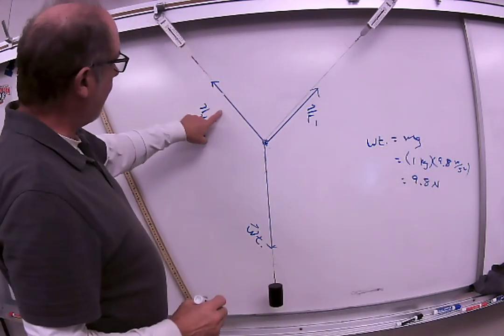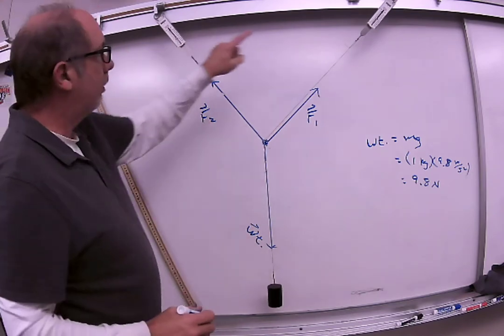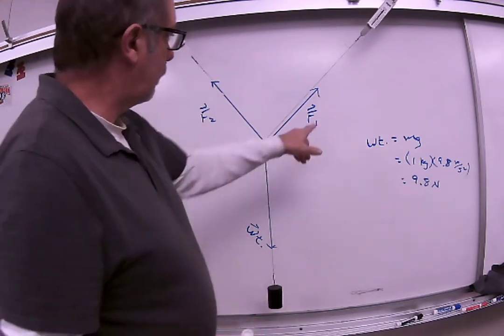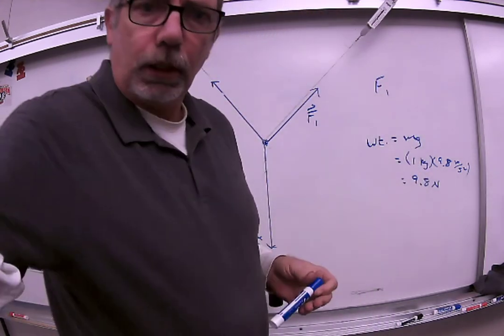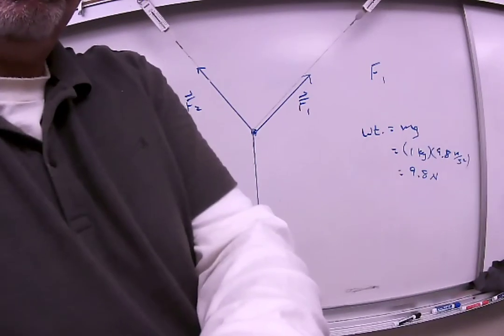F2 and F1 can be read from these scales. So let's read F1. What is the value of F1? Let's take a look at this scale. That's somewhere between 5 and 6. I don't know how easily you guys can see it. I'll try to hold it still. It looks to be about 5.6 newtons for F1.